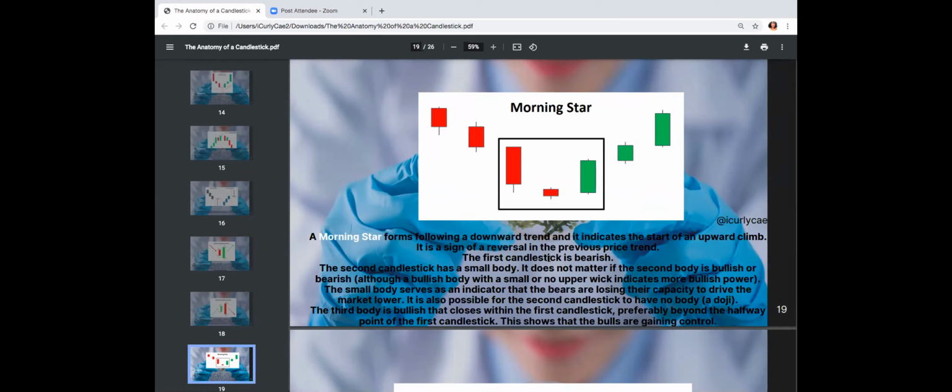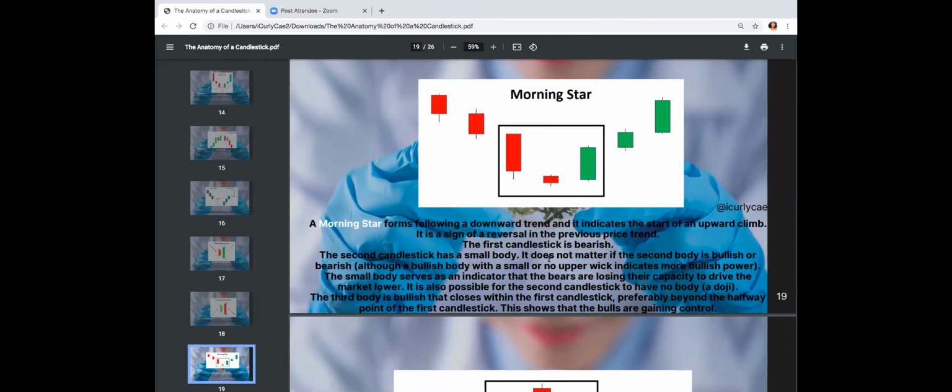The small body serves as an indicator that the bears are losing their capacity to drive the market lower. It is also possible for the second candle to have no body and be a doji candle. Now, the third body is bullish and closes within the first candlestick, preferably beyond the halfway mark of the first candle. This shows that the bulls are gaining control. So that's a morning star. So think morning, think rising, think about waking up. That right there is going to indicate an upward trend.